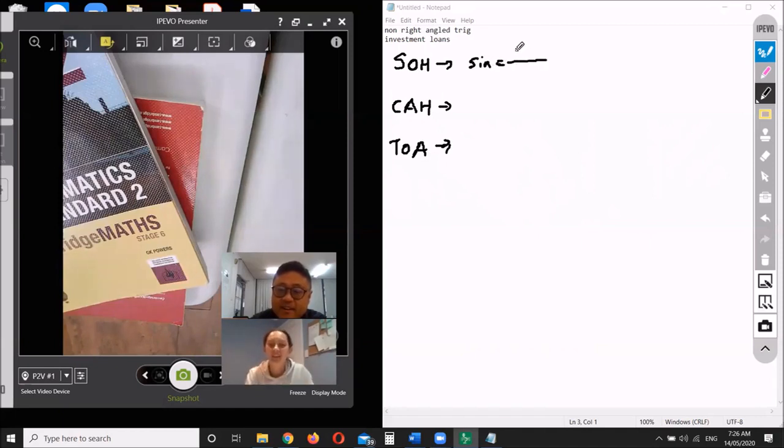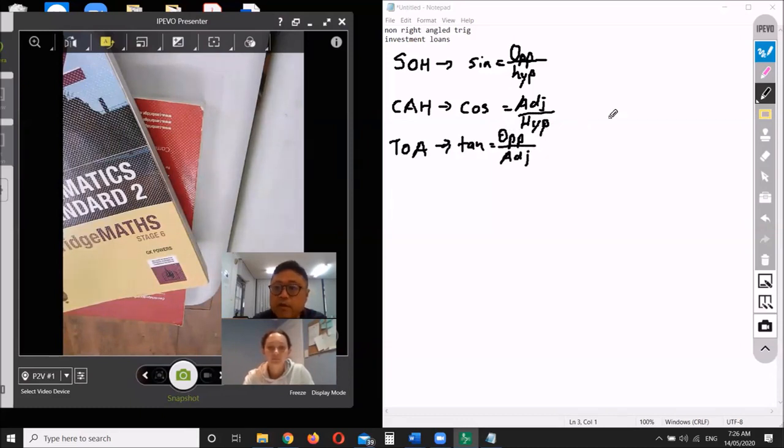So sine is O over H. What's O? Opposite. Over hypotenuse. Cos is adjacent over hypotenuse. And what does adjacent stand for? That's next to the right angle. Tan equals opposite over adjacent.